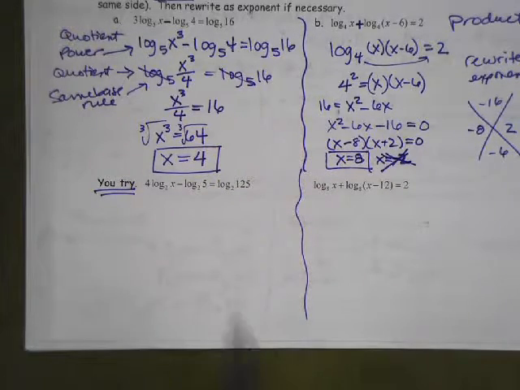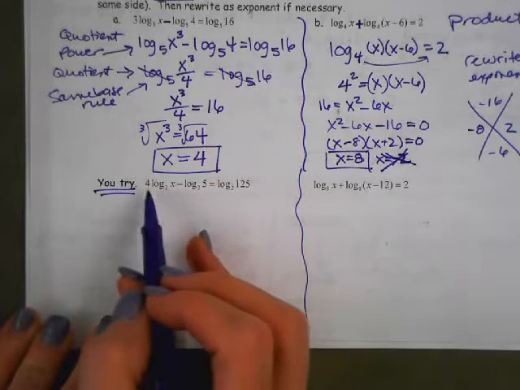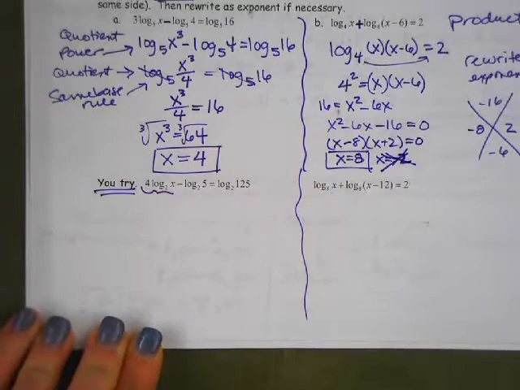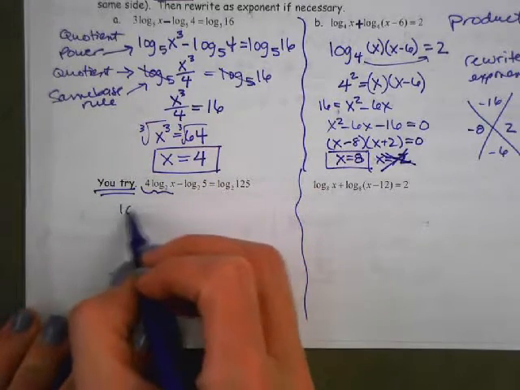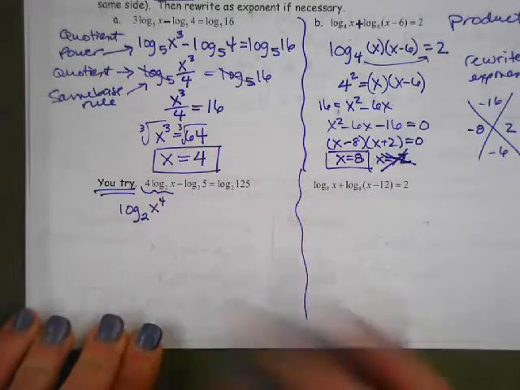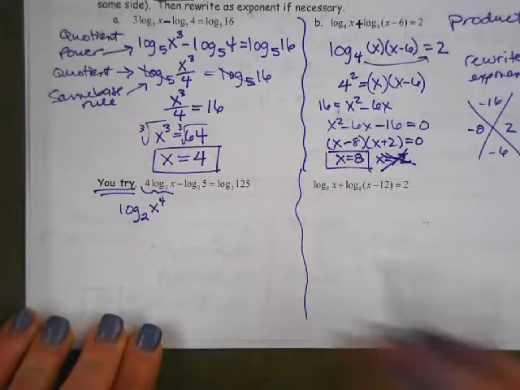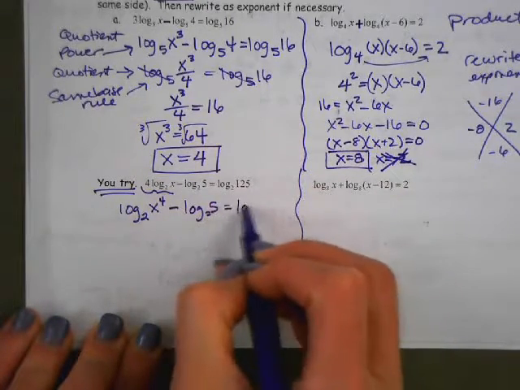So notice here I have 4 log base 2 of x. So I want to take that and I want to rewrite that. I'm going to use the power property for that one. So this is going to become log base 2 of x to the 4th. Right? I just bring that 4 up to the x. And then I'm subtracting the log base 2 of 5. And that equals log base 2 of 125.